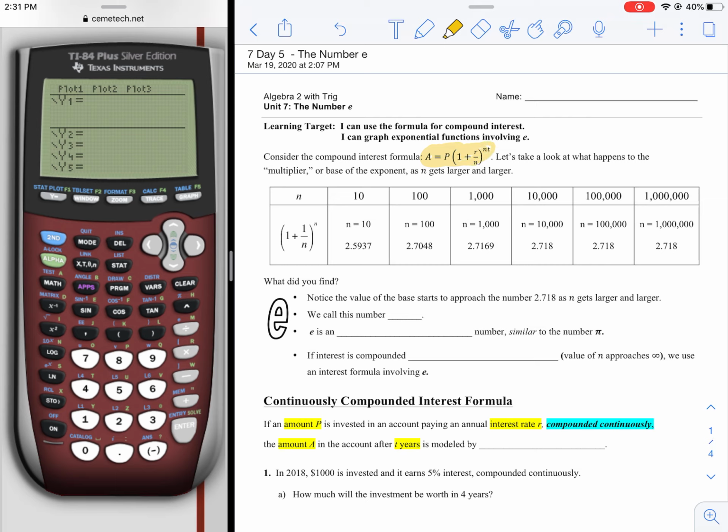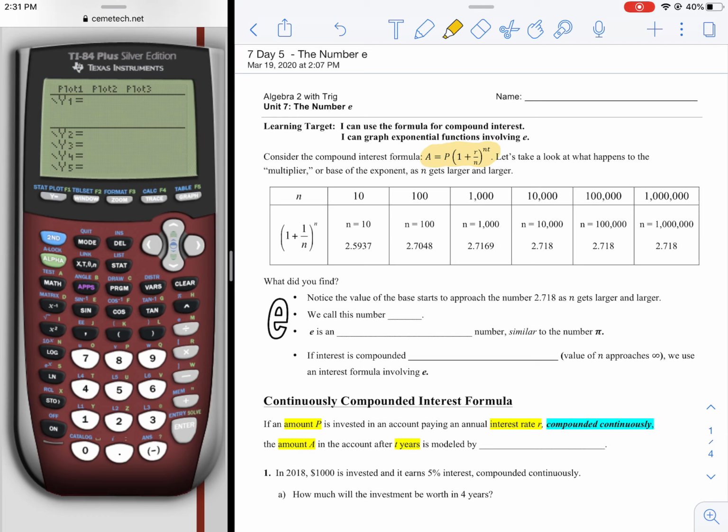Okay, so if we take a look at this formula, A equals P times (1 plus R over N) to the NT power. Remember, P is the initial amount of the investment, R is the rate, N is the number of times interest is compounded per year, and T is time. And what we're going to talk about today is what happens as N gets really, really big.